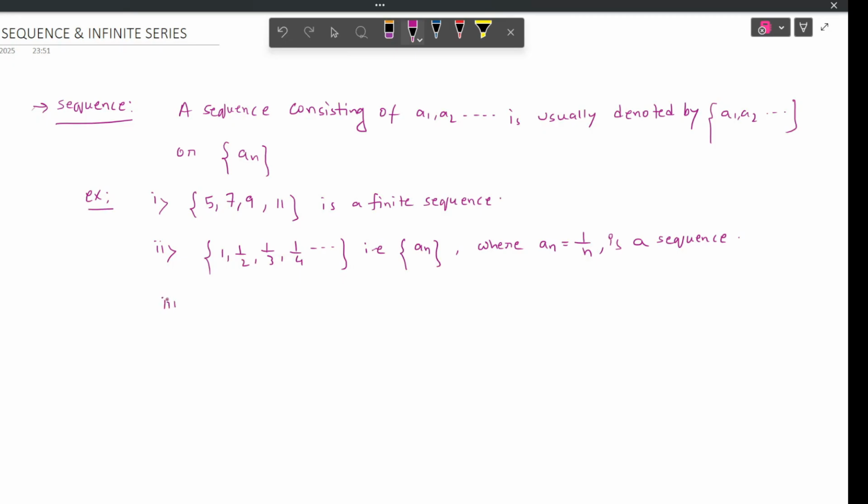Let us take another example. Let us say the sequence an where an is 5 for all n is a constant sequence. That is, our sequence is 5, 5, 5 in this way. So this is a constant sequence.